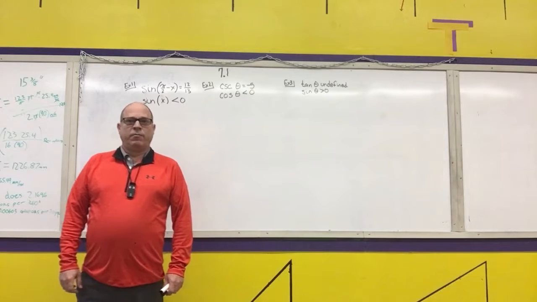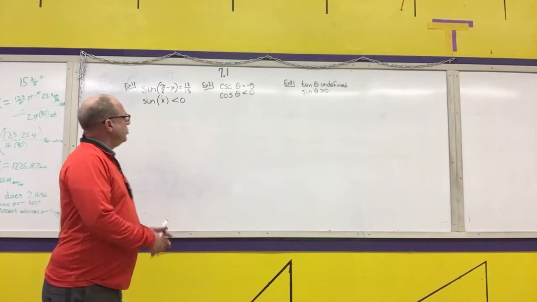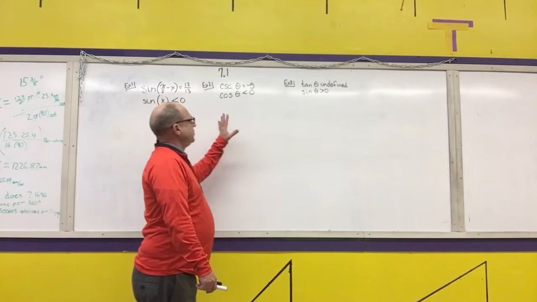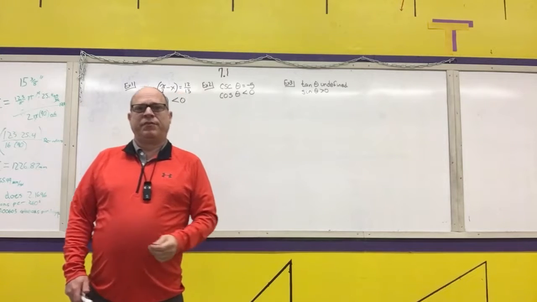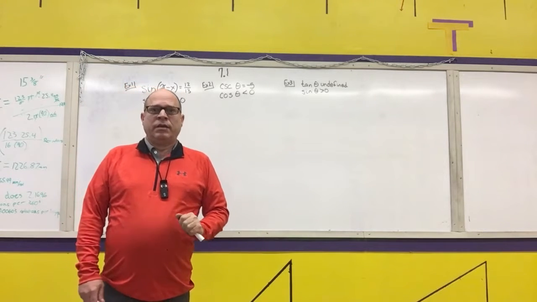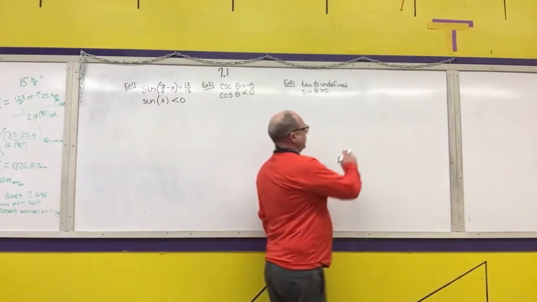In section 7.1, we're going to use the fundamental trigonometric identities to solve various trig problems, find the trig functions of various angles, the ratios. So before we get started, I'd like to review what fundamental identities we're going to use.